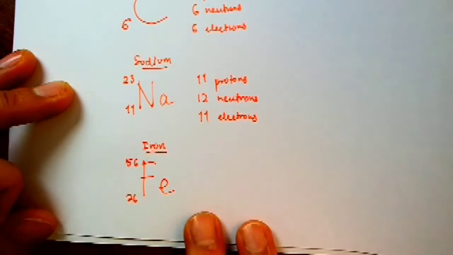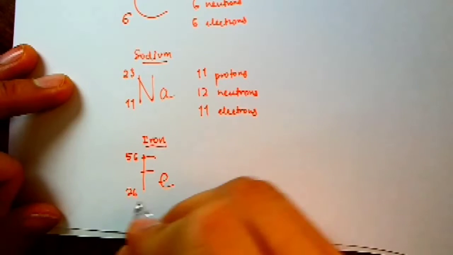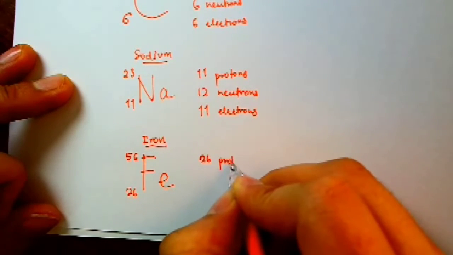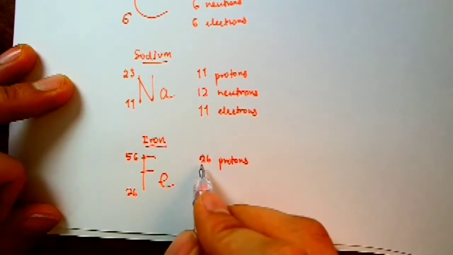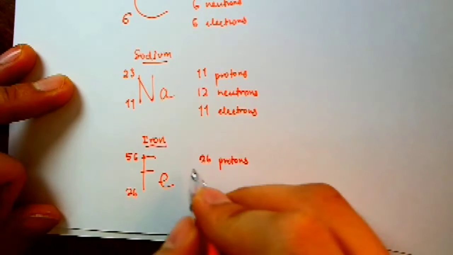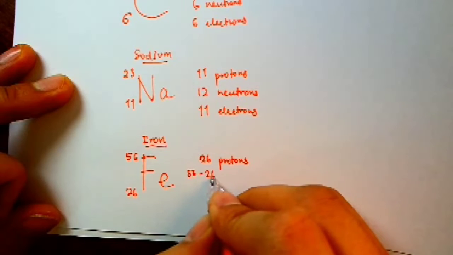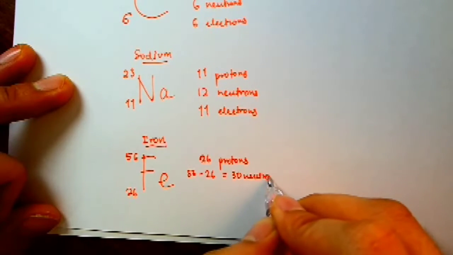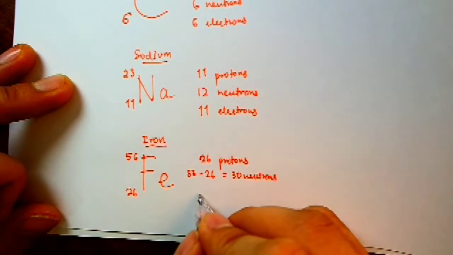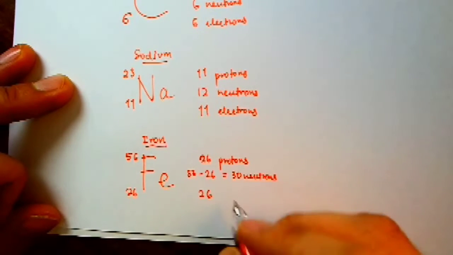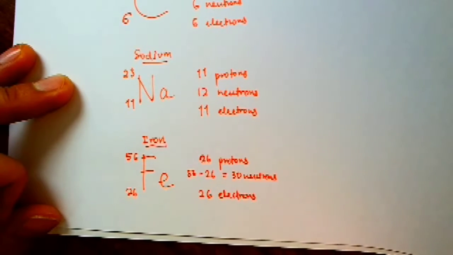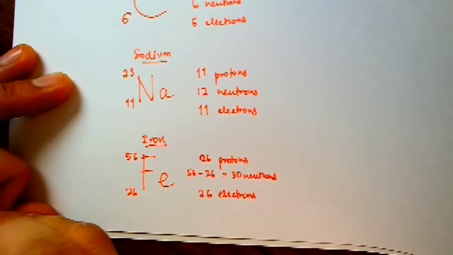Next, iron. Its atomic number is 26, that means 26 protons. Then 56 minus 26, what is the number? That is 30 neutrons. Next, how many electrons should be there? 26 electrons.